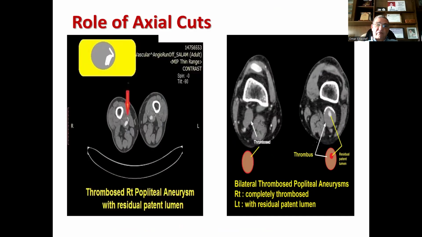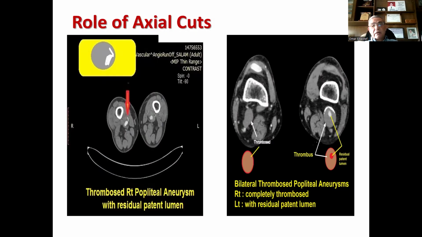On the left film, we have thrombosed right popliteal aneurysm with residual patent lumen. As in the diagram sketch, the dilated popliteal artery, and there is a small area of flow inside where the dilated sac was occluded. On the right film, we have bilateral thrombosed popliteal aneurysm. The right completely thrombosed and the left with residual patent lumen.